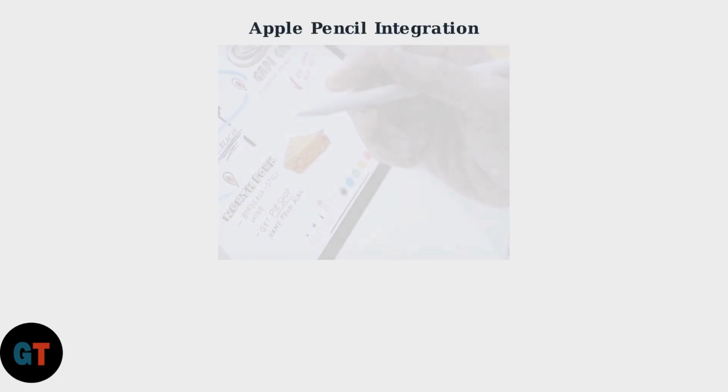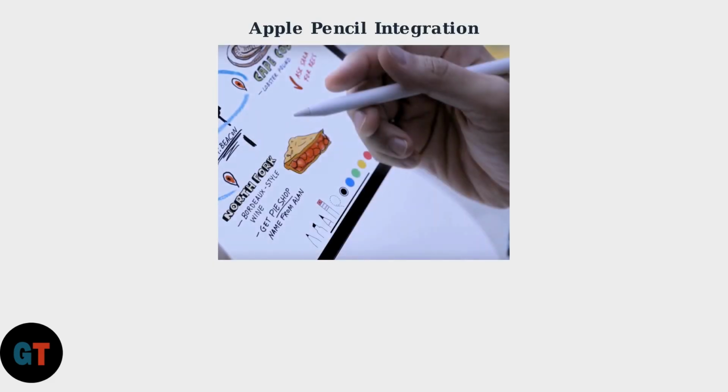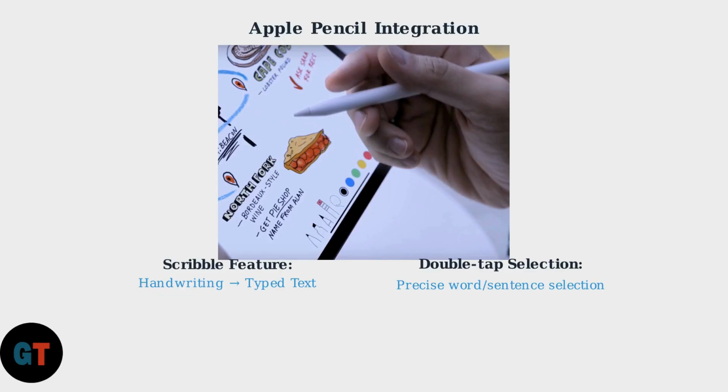The Apple Pencil adds another dimension to copy and paste functionality with intelligent text recognition and precise selection tools. The Scribble feature automatically converts your handwritten text into typed text, which you can then copy and paste into any app that accepts text input.